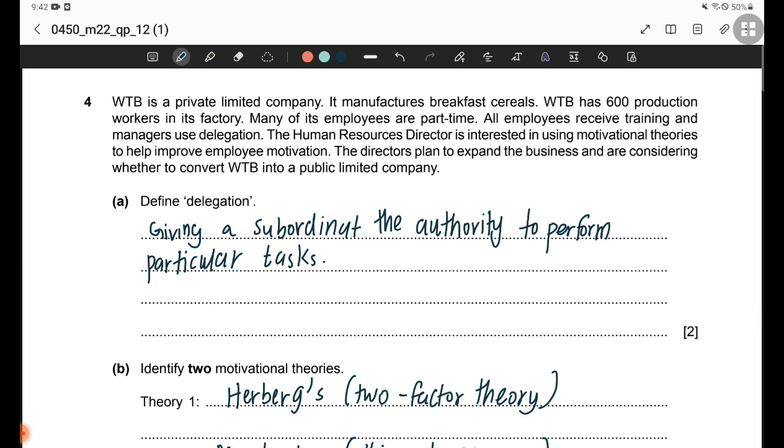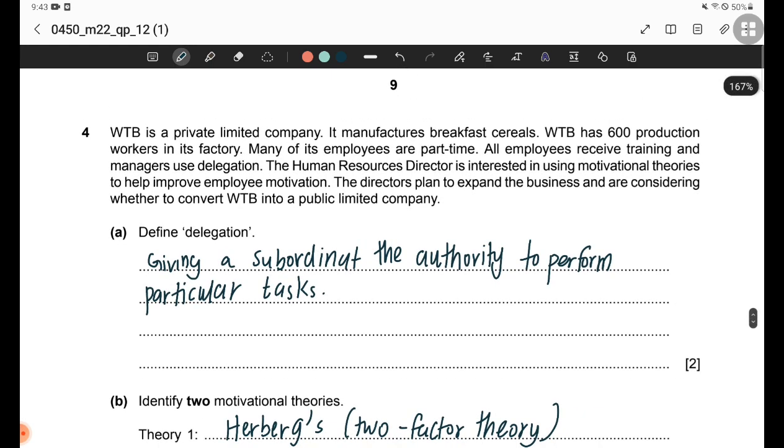All right. Okay, so firstly, we have our good old definition question. Define delegation. So delegation is any form of passing down authority or tasks to someone who's under you. That's basically it. Usually businesses use delegation as a form of motivation, and also it is a way to reduce the workload for the managers, for example. So this is the definition: giving a subordinate the authority to perform a particular task.